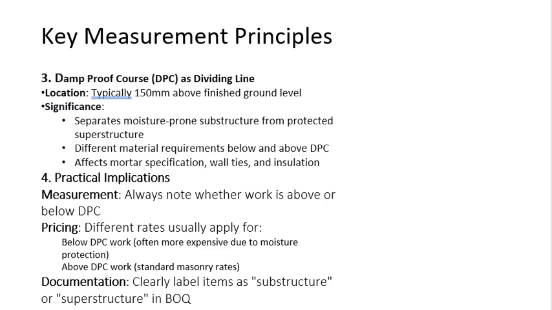You have to always mention whether it's substructure or superstructure, because the prices and the materials are normally different. Below DPC is normally more expensive because of moisture issues, water going into the structure; you have to prevent it, you need to cover it. And above DPC is standard rates of block work.